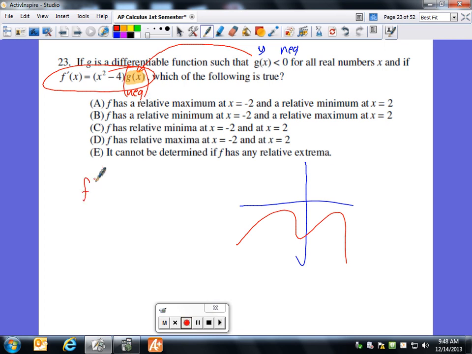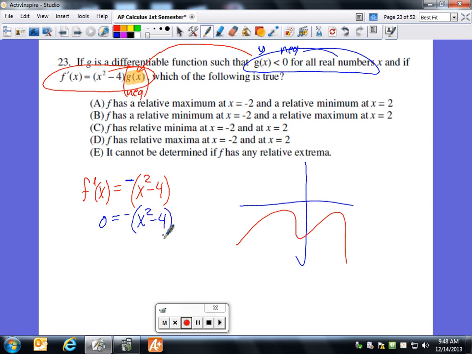So if I'm looking at f prime of x, and I say x squared minus 4, and it's multiplied with something that is always negative, I can just look at it like this. Right off the bat, I can identify, if I set this equal to 0, what my critical values are. Okay, my critical values is this factored out. This is the difference of squares, so it's going to be x plus 2, x minus 2. You still have that negative and it's 0. So you can see your critical numbers are negative 2 and positive 2.